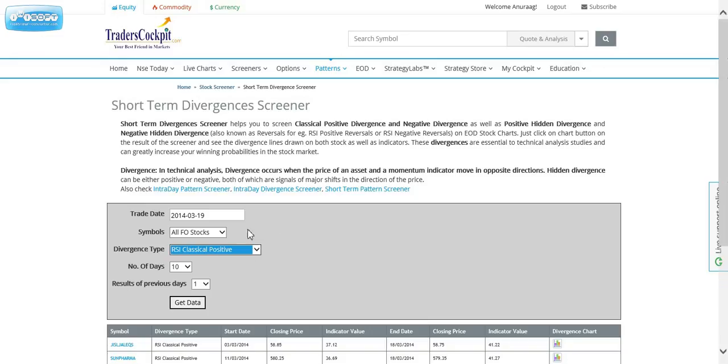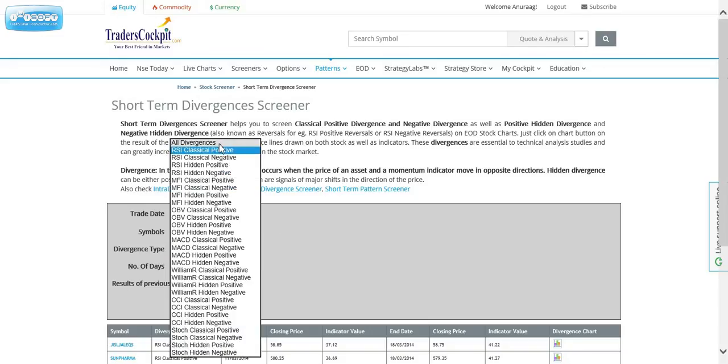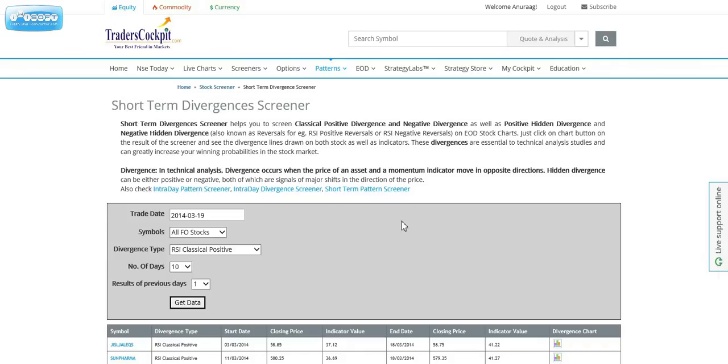Let's look at what are the possible divergences which you can screen using this tool. Using the screener, you can screen classical positive or negative divergence, as well as hidden positive, hidden negative, reversals or divergences on RSI, MFI, OBV, MACD, VLMR, CCX, stochastic. Virtually every important momentum oscillator has been covered for your divergences, giving you a perfect screener for screening out all possible divergences which can happen to your chart, which can alarm you and warn you for your trade as well as signal a possible trade.